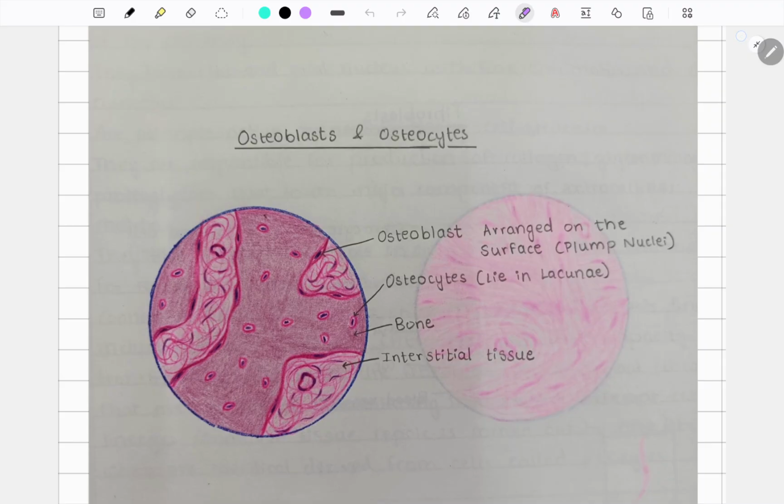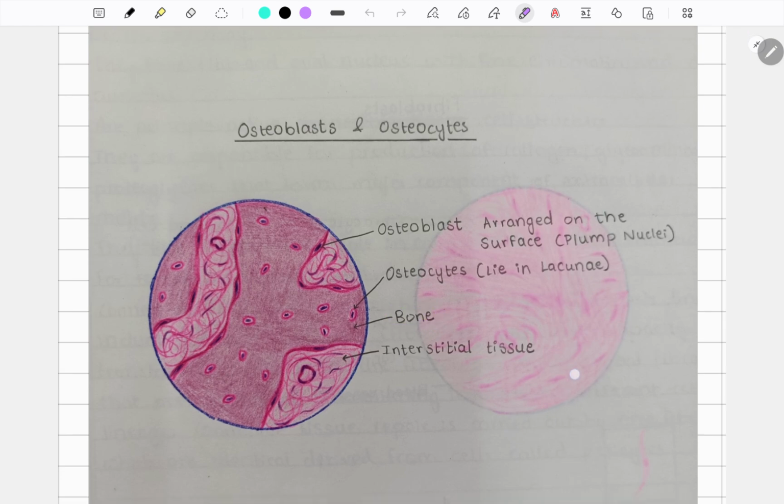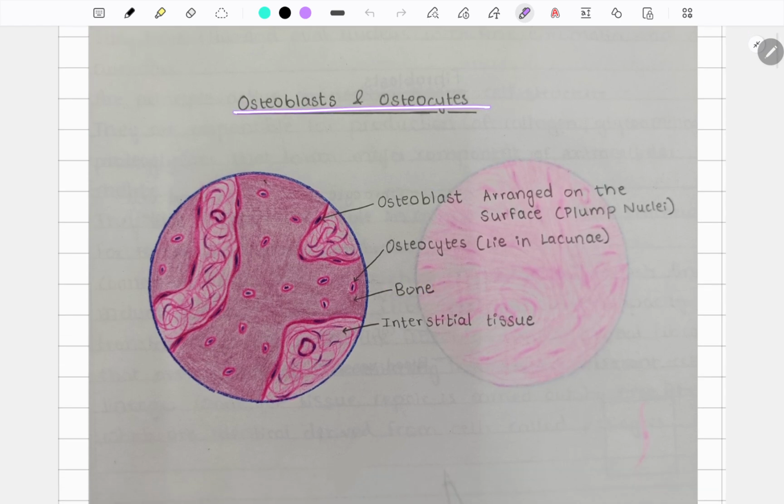Let's get started. So first we will begin with the chapter cells and stains, and our first slide will be osteoblast and osteocytes. Osteoblasts will be arranged in a row of cuboidal cells lining the bone surface, whereas osteocytes will be flattened cells present inside the lacunae. This is the lacunae of the bone, within the bone matrix. So this will be the diagram you will draw if the question is on osteoblast and osteocytes.